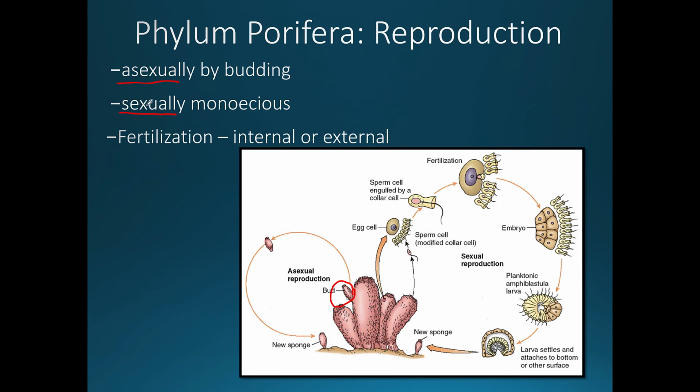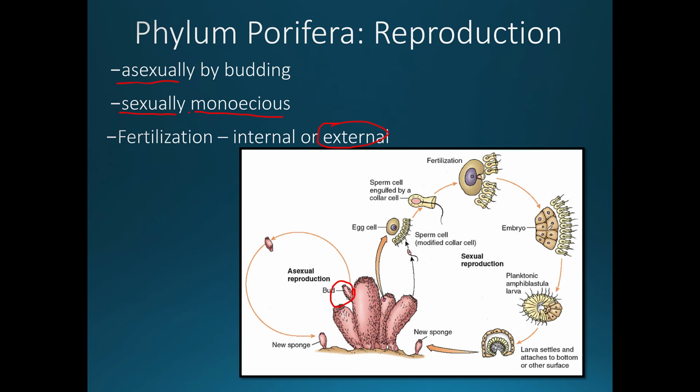They can also reproduce sexually, as I said, and in doing so, they are monoecious. Fertilization can either be internal or external, though usually it is external. And remember, since they're monoecious, that means each animal within the phylum Porifera will have male and female reproductive structures, so they will produce both the egg and sperm. As I said, usually fertilization happens externally, outside of the parent.